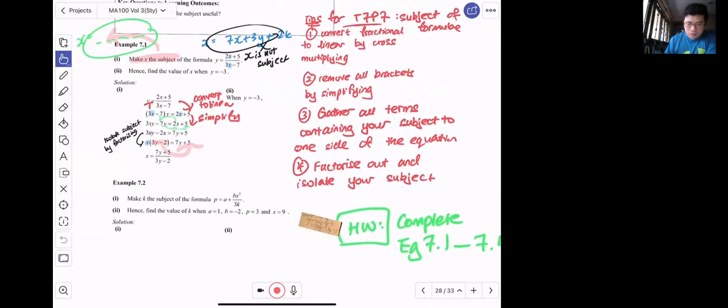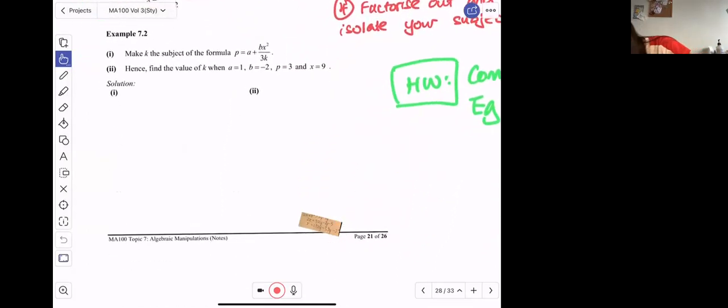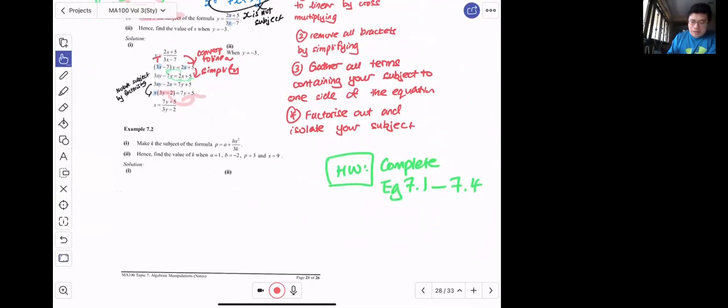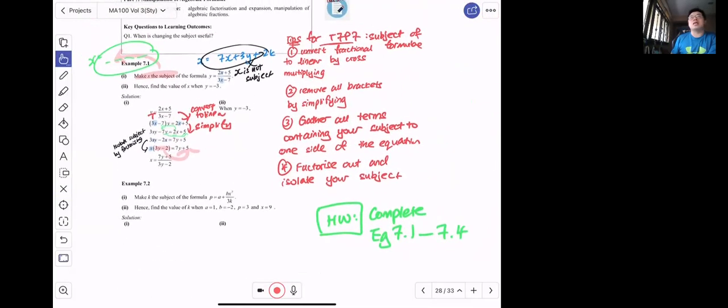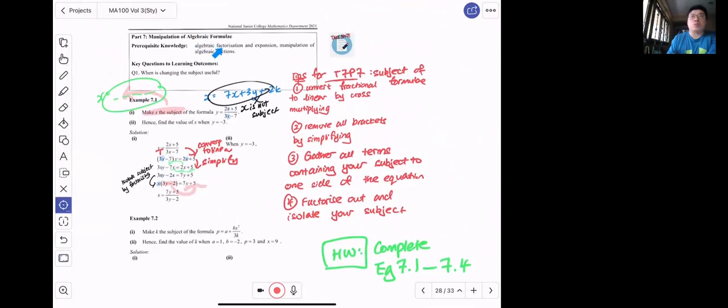7.1 or 7.2? 7.2, but I think I need explanation again. Explanation again. Okay. Part 7 is like that. Okay, so some tips. When they say that they want to make X the subject, this topic is called manipulation of algebraic formula.